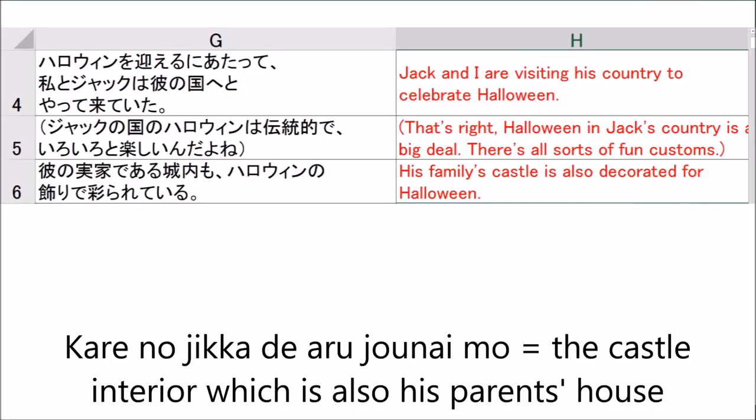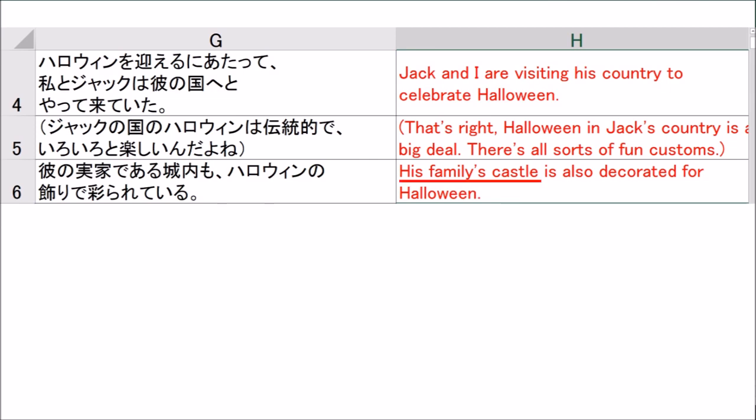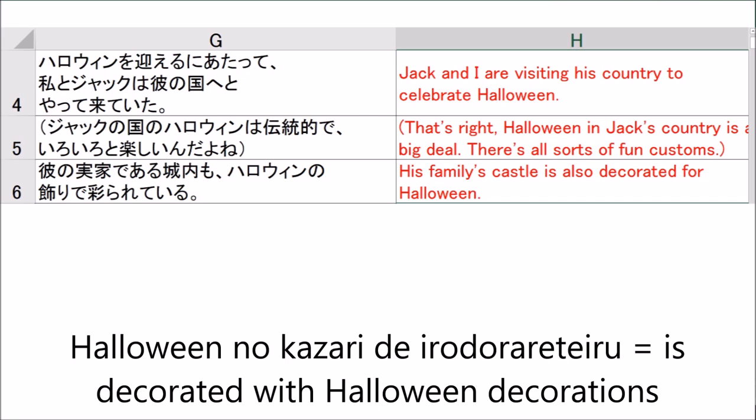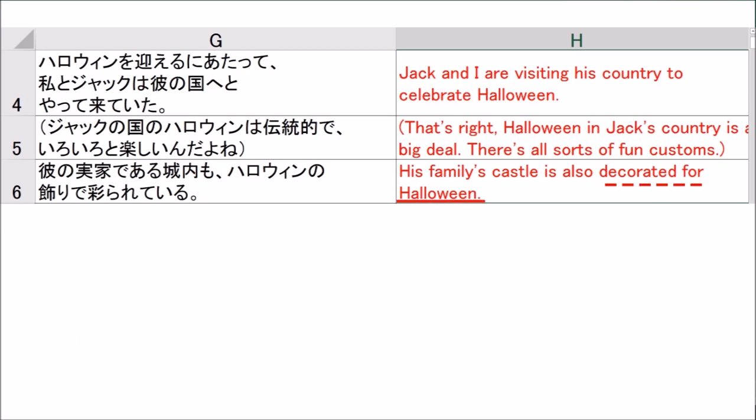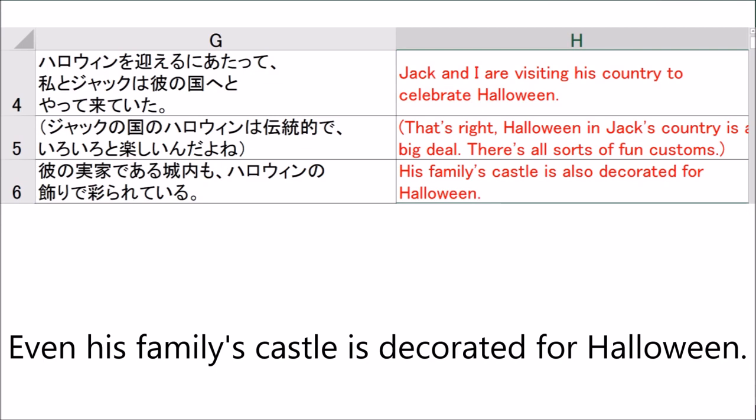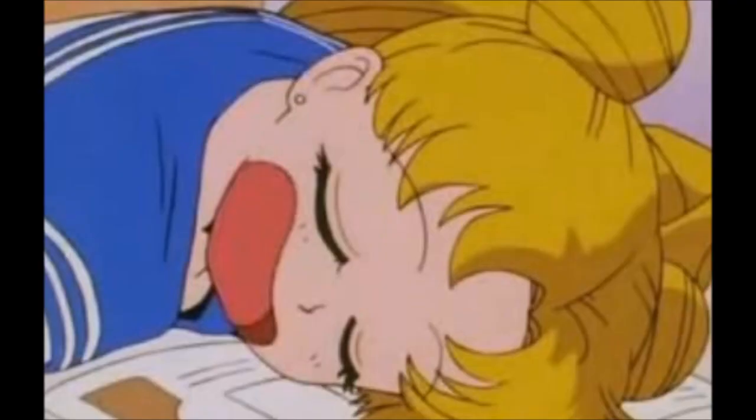The whole "the castle interior, which is also his parents' house" idea is really wordy, and the reader probably already knows that Jack is a prince and his parents live in a castle. So I went with "his family's castle." The phrase "decorated with Halloween decorations" sounds dumb because the word decorate is used twice, so I went with "decorated for Halloween." In hindsight, I think a better translation would have been "even his family's castle is decorated for Halloween," and hell, maybe that's how I translated it originally when I did this job months ago, but it also still works, and I'm too lazy to go back and fix the image in MS Paint, so I'm sticking with it.